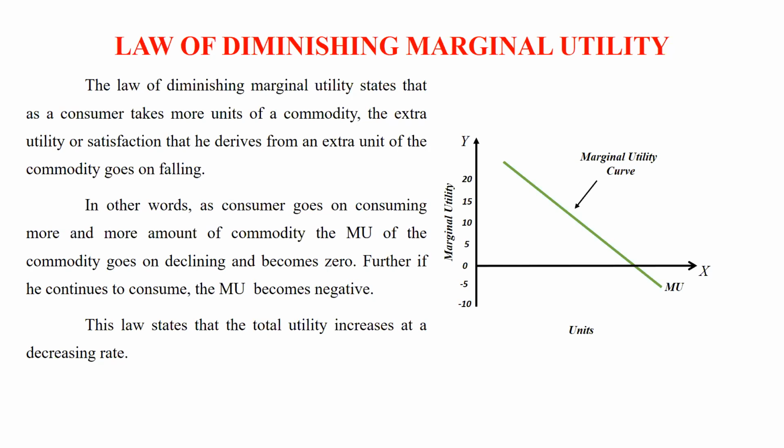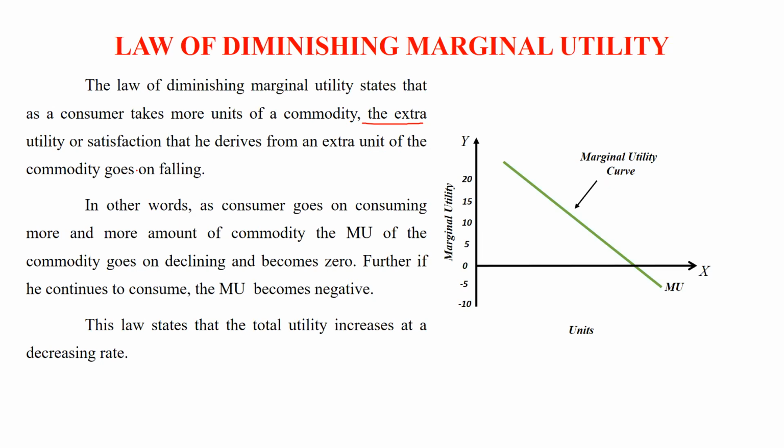So first we will understand what we mean by the law of diminishing marginal utility. The law of diminishing marginal utility states that as a consumer takes more units of a commodity, the extra utility or satisfaction that he derives from an extra unit of the commodity goes on falling.